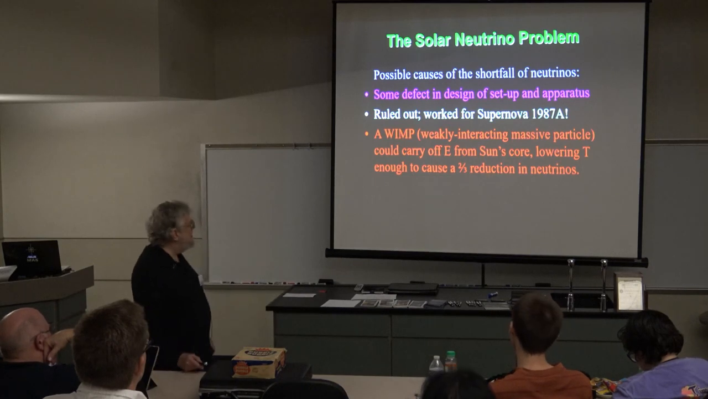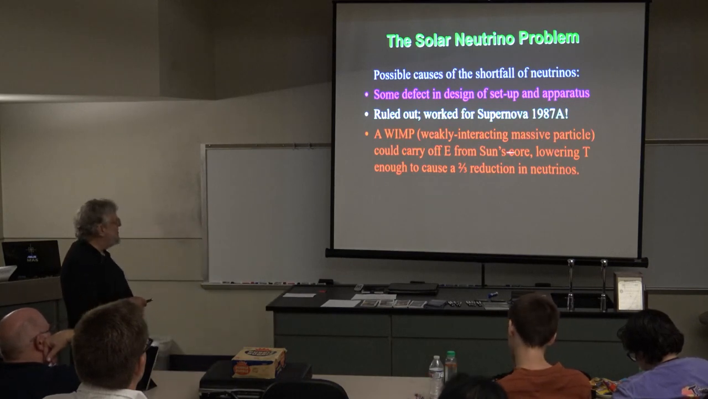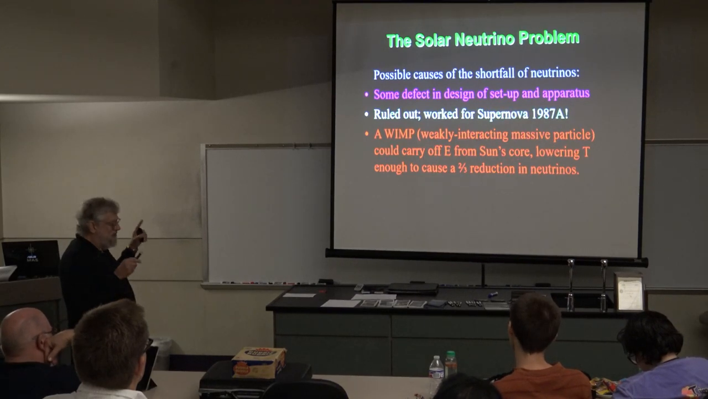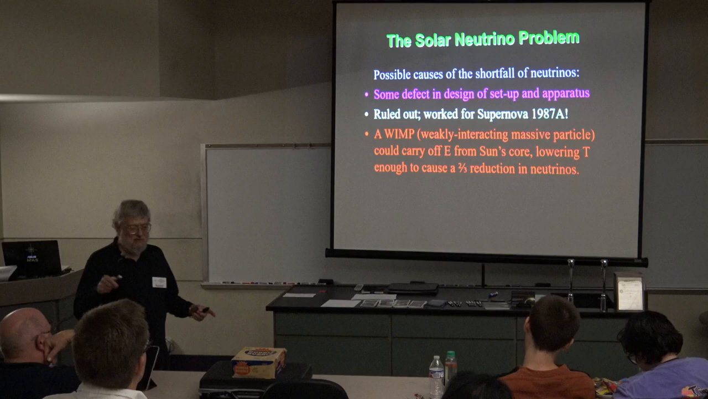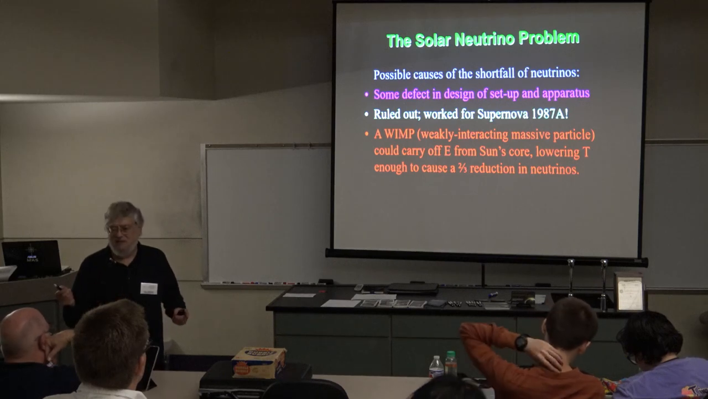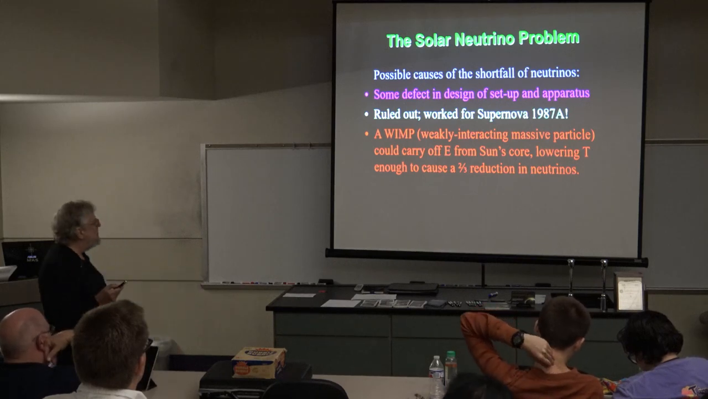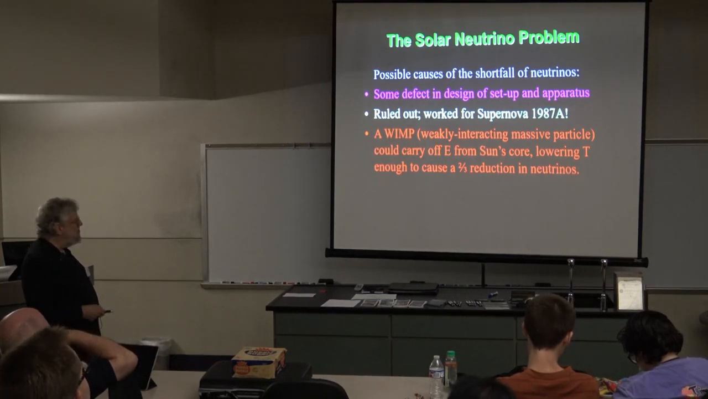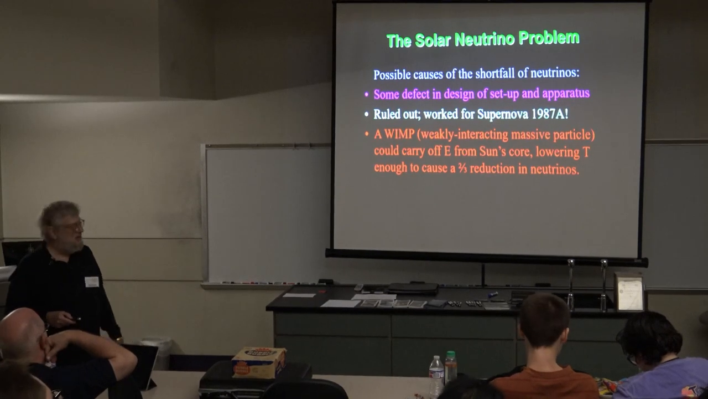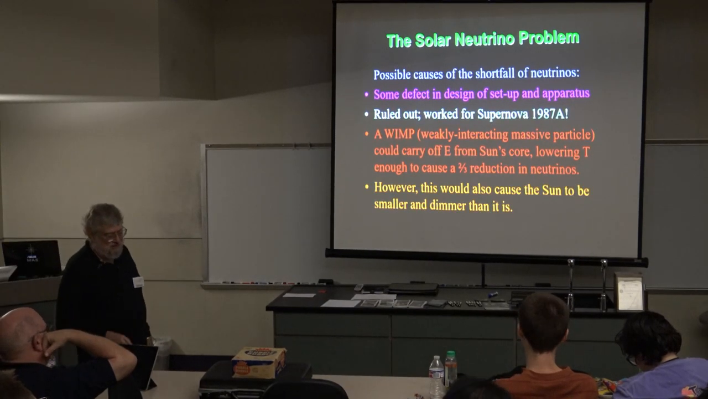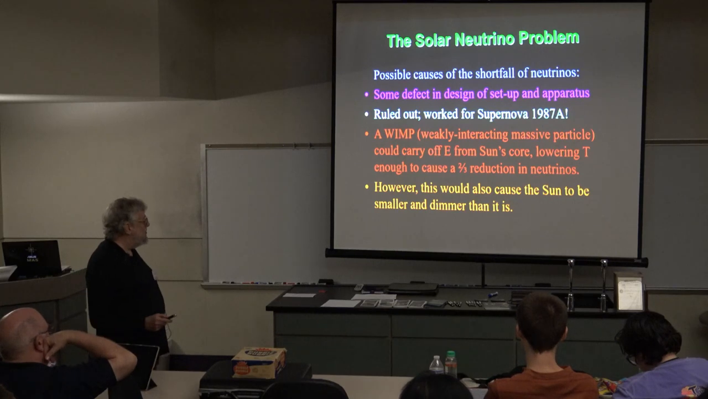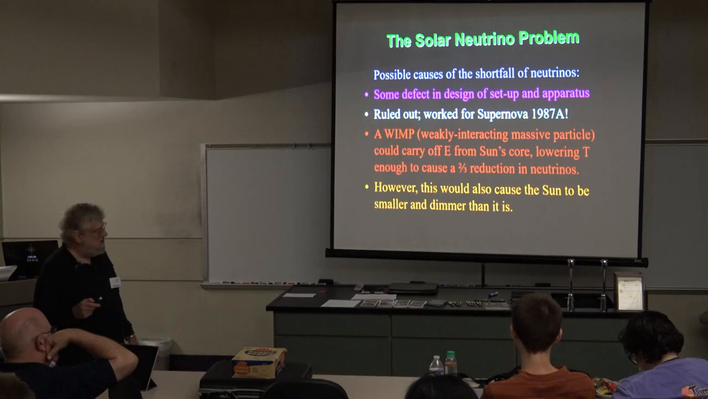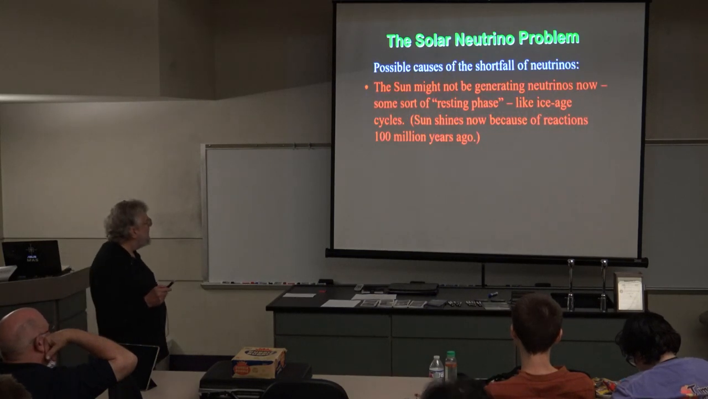So a weakly interacting massive particle could carry off energy from the core of the sun, which would lower the temperature and reduce the rate of the reaction and not produce as many neutrinos, and maybe that was the explanation. So it'd have to be enough energy carried off to have a 2/3 reduction in the neutrinos coming out. However, somebody got to thinking and said, well, this would also cause the sun to be a lot smaller and dimmer than it actually is. So that was kind of quickly ruled out.